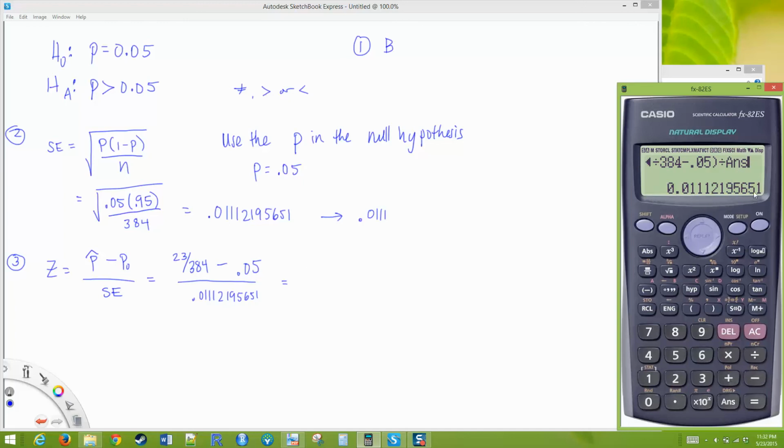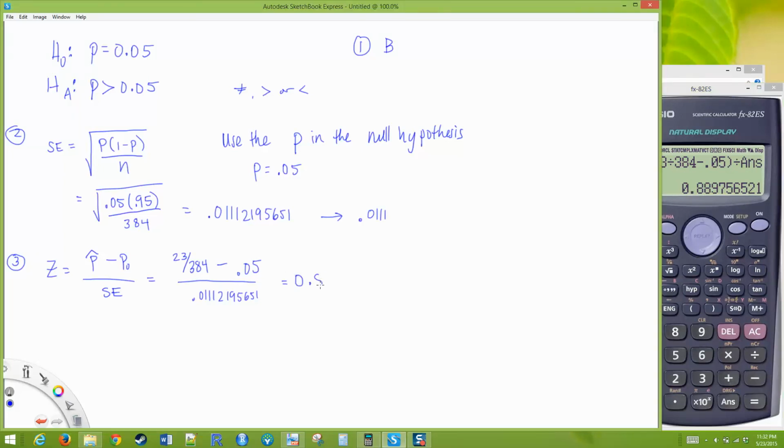Because then this whole number right here is going to be put in here, and I don't have to bother typing in all 8 or 9 digits or however many digits there are here. And I'm going to hit equals, and this is going to be my test statistic. I'm going to get 0.889755756521. Okay, so I bothered copying all of these down.